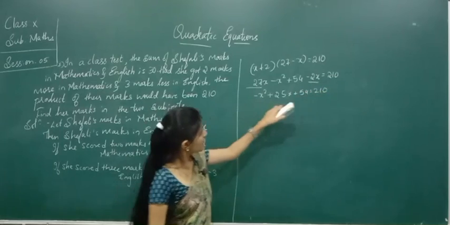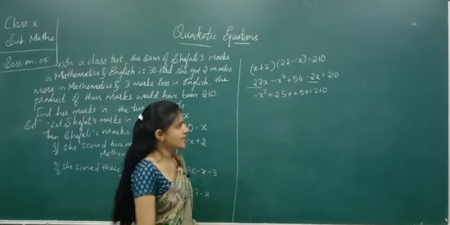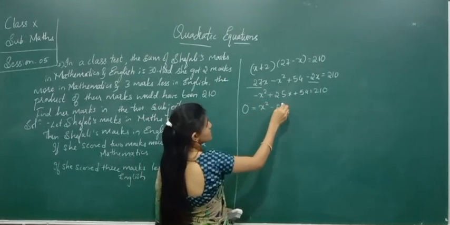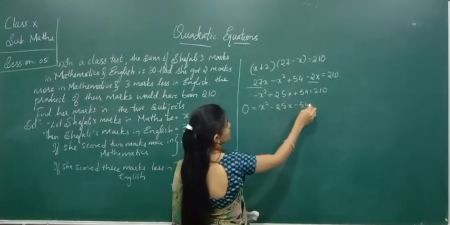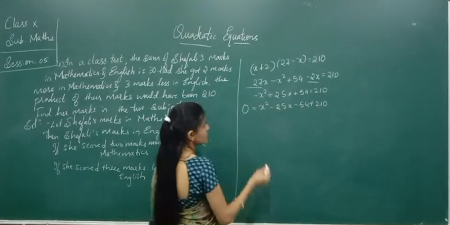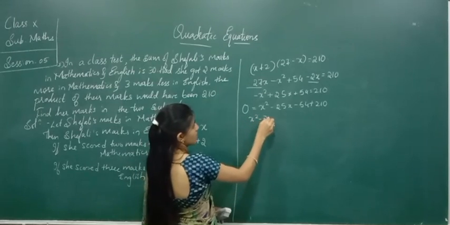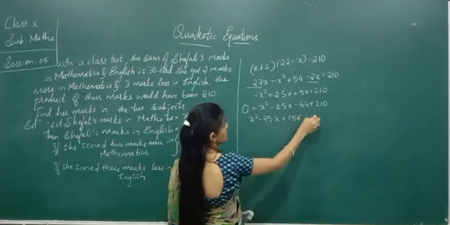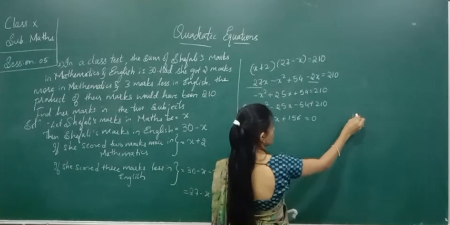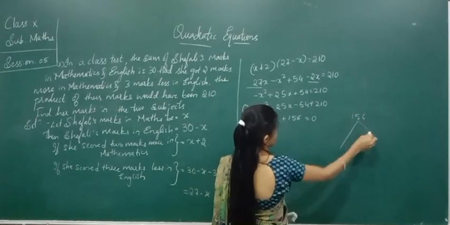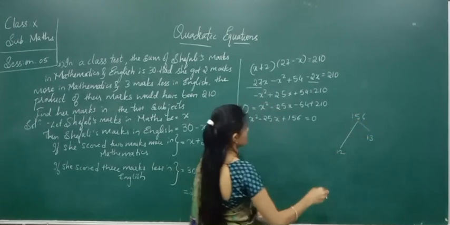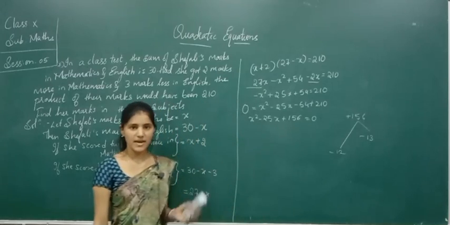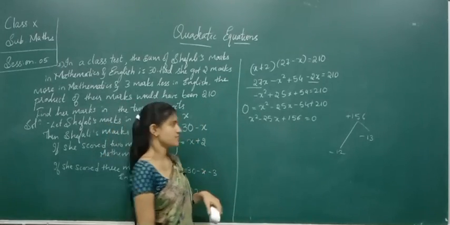Now shift all the left hand terms to the right hand side. Then I am left with 0 here. 0 is equal to x square minus 25x minus 54 plus 210. Then what is going to happen? x square minus 25x plus 156 will be equal to 0. Now find the factors of 156. 12 into 13 is 156. That is minus into minus is plus. Minus 12 minus 13 is going to be minus 25.